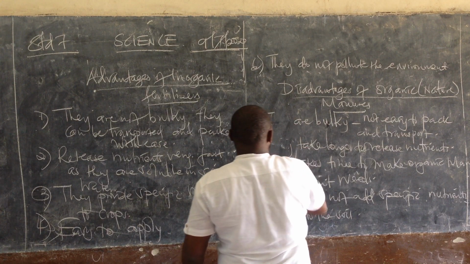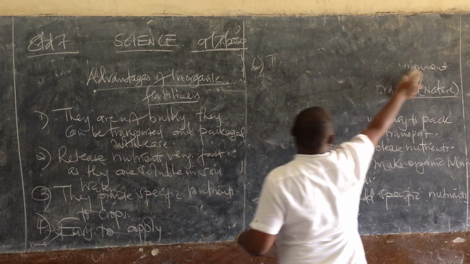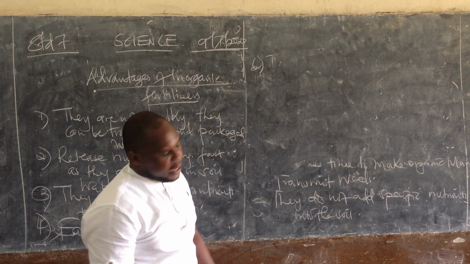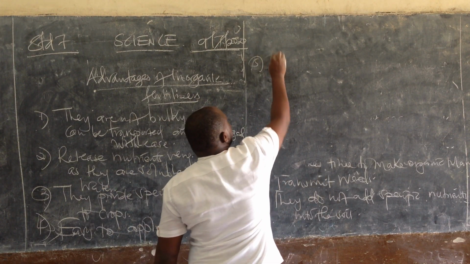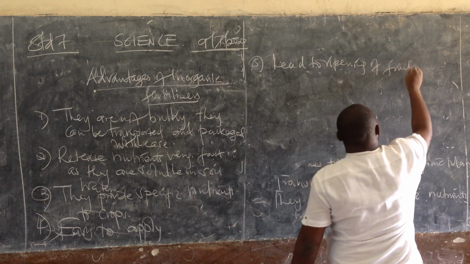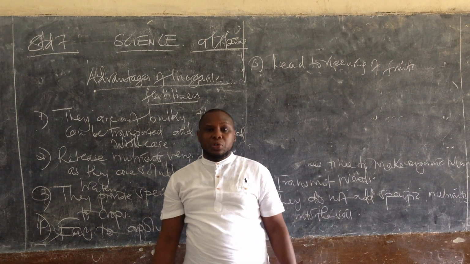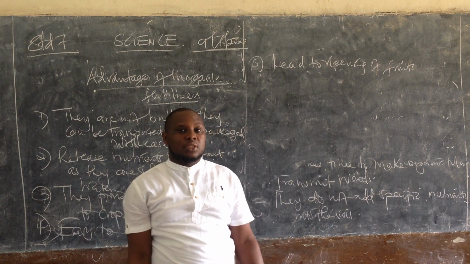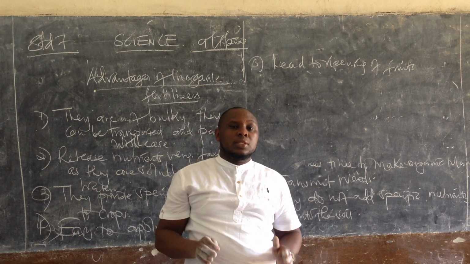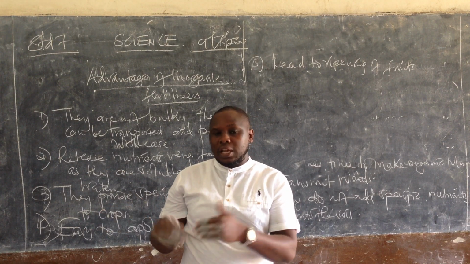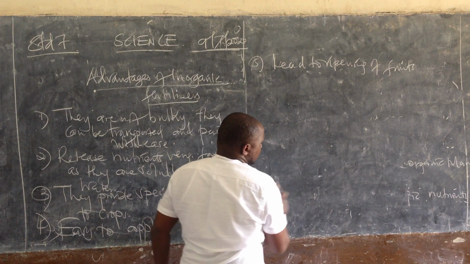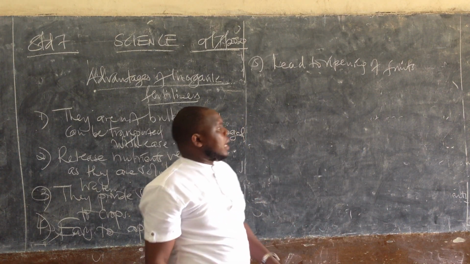So the next one is going to be number 5. And number 5, we are saying they lead to ripening of fruits. Remember we talked about the nutrients, the macronutrients, sulfur, the nitrogen and so forth. Like sulfur will help plants to be able to ripen. So each specific nutrient is for a specific function in a plant. So you realize that in organic manures you don't have that. But this one can lead to ripening of fruits.